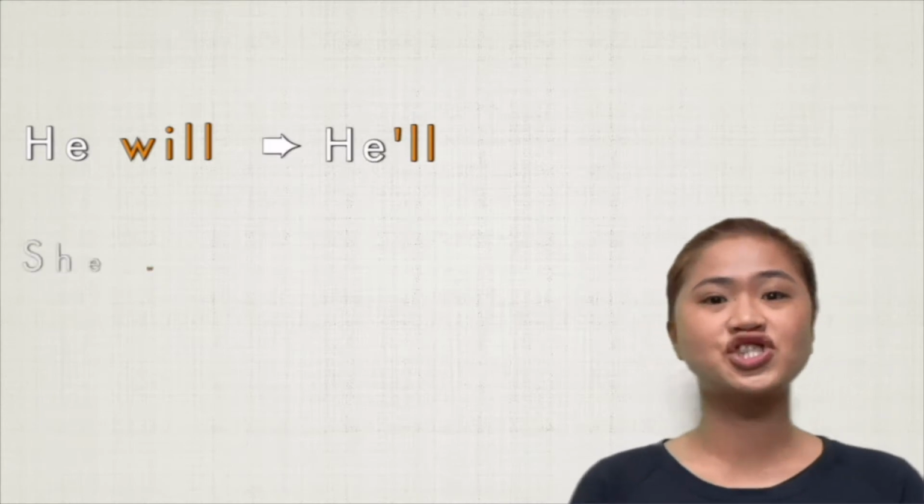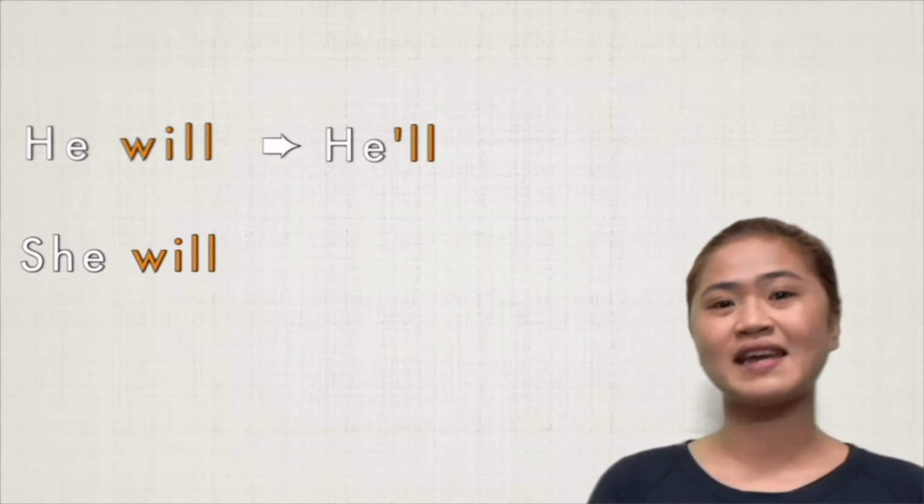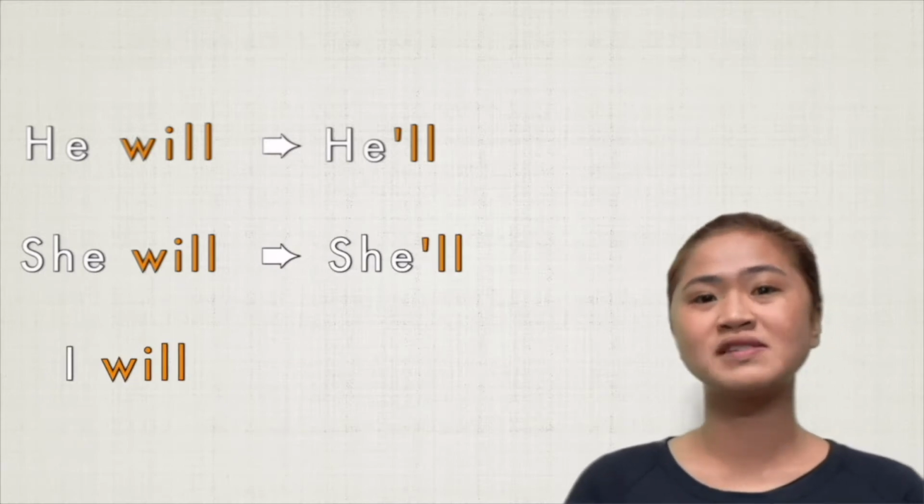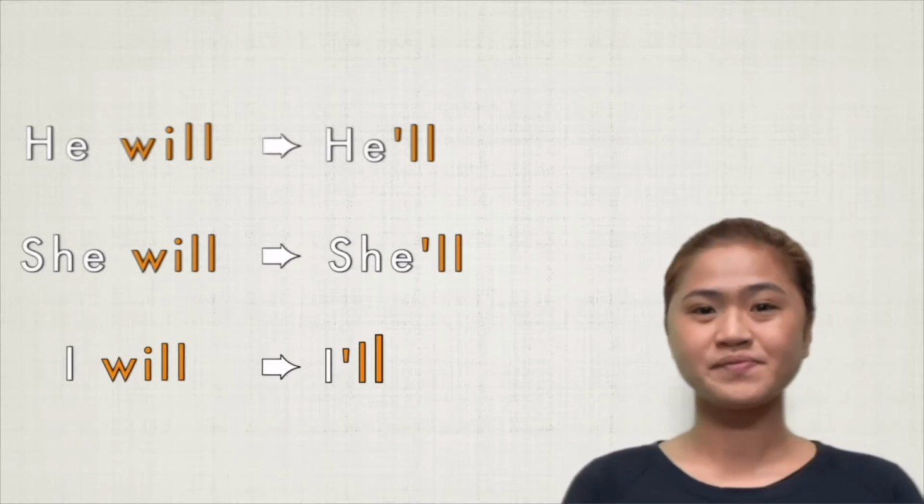We'll try to make sentences using the apostrophe in contraction. What's that? Meaning, we will combine a noun and a pronoun with a verb. For example, instead of saying he will, we will say he'll. She will, we will say she'll. I will, we will say I'll.